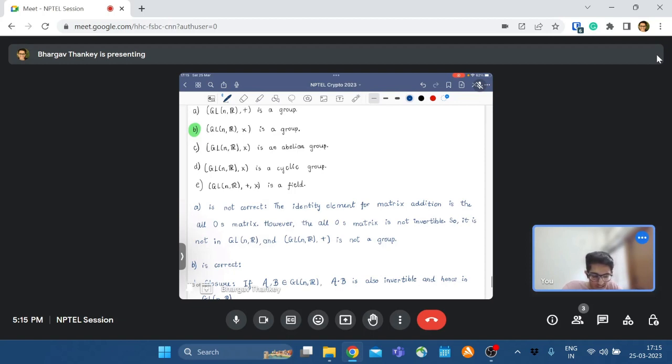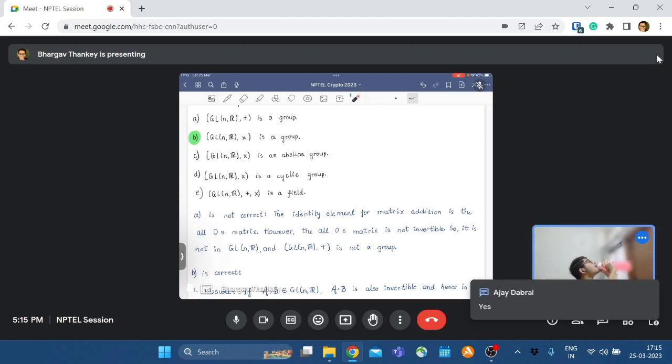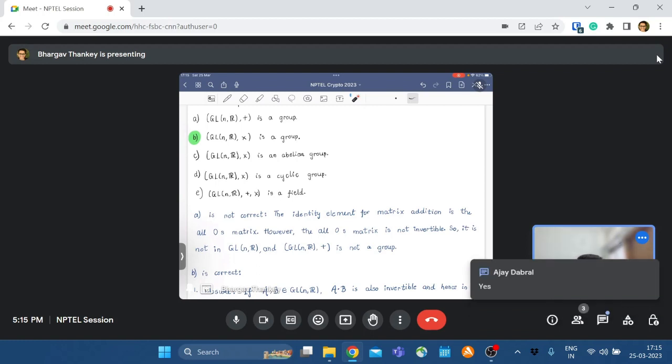What about E? Well, for GL n R with the matrix multiplication and matrix addition operations to be a field, it has to be an abelian group under the addition operation, right? But in option A, we saw that it is not even a group under the addition operation. So it cannot be a field. Is this fine? Yeah.